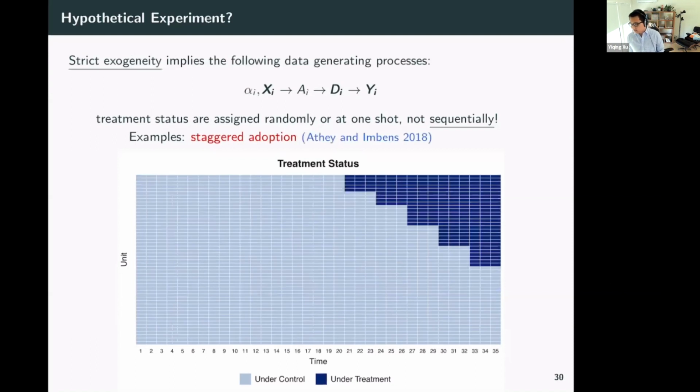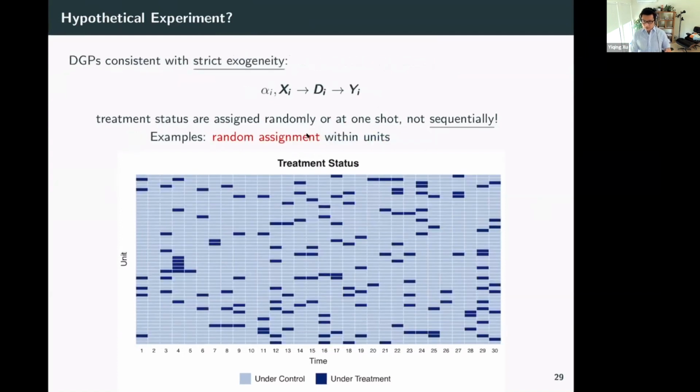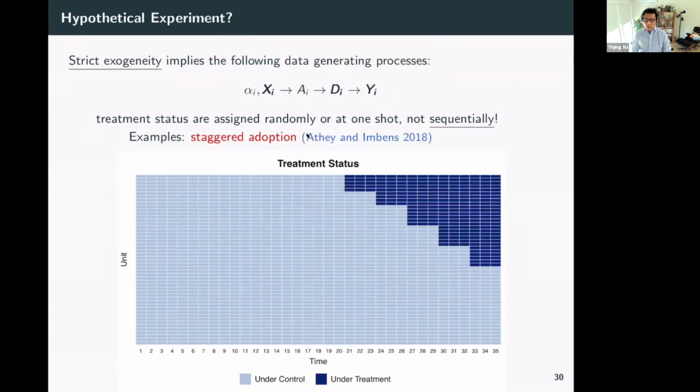Okay, another possibility that satisfies strict exogeneity is actually the staggered adoption design that we discussed earlier. This is how I think these two things connect to each other. You essentially have alpha I, X I, and then you roll a die. This die determines when you get treated. And when that time is determined, the entire vector of D is determined, and then Y is determined, right? To me, this is much more reasonable for observational data than this random assignment mechanism under strict exogeneity, right? That's why I like staggered adoption.